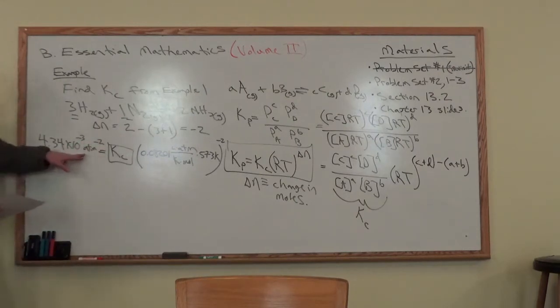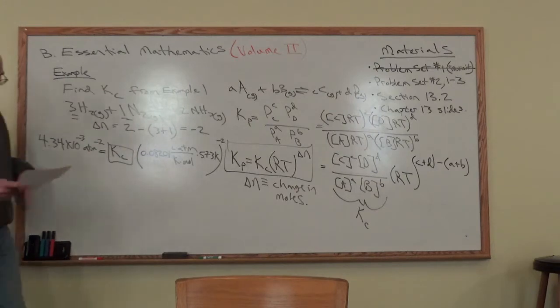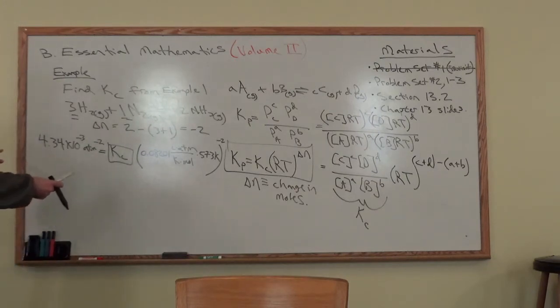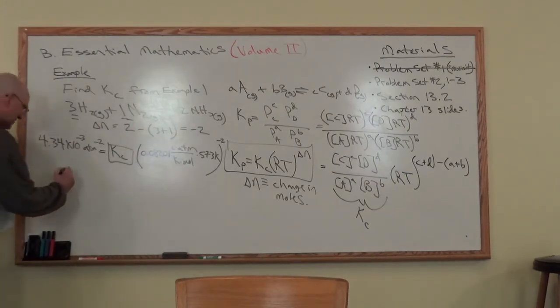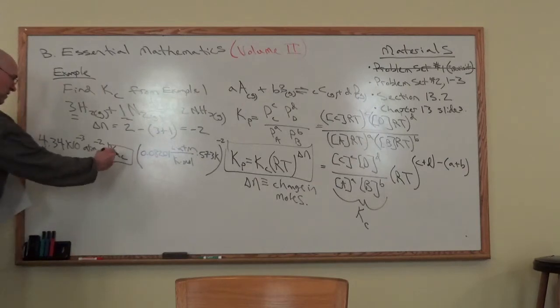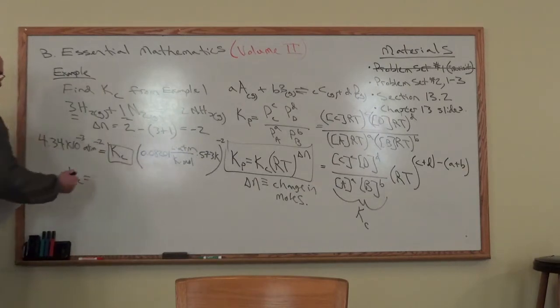Before, we put here mmHg to the negative 2. But you can convince yourselves, if you did the conversion, the atmospheres would be just fine. That conversion factor of 1 atmosphere is 760 millimeters of mercury would all just cancel out, and the number would end up being the same. So this is a legit move. Now, what does that mean?